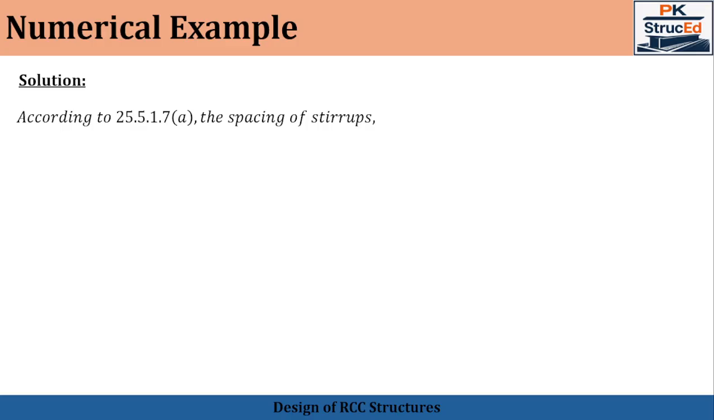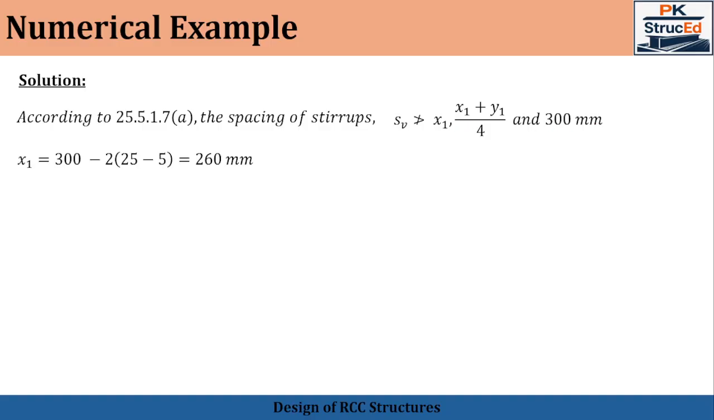Now, according to 25.5.1.7a of IS 456, the spacing of the stirrups is having some condition. That is, the spacing of the stirrup should not be greater than x1 or x1 plus y1 by 4 and 300. These SV should not be greater than any of these three conditions. So what is x1? X1 is here the center to center distance between the stirrups. That is, total width is 300 mm, 25 is the clear cover, and 5 is nothing like 10 divided by 2. Again, I'll be drawing here.